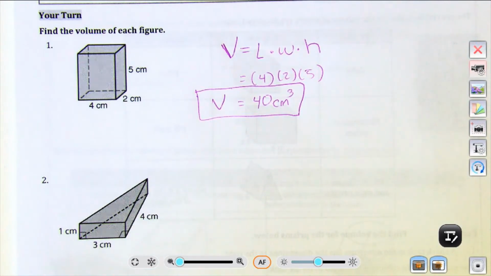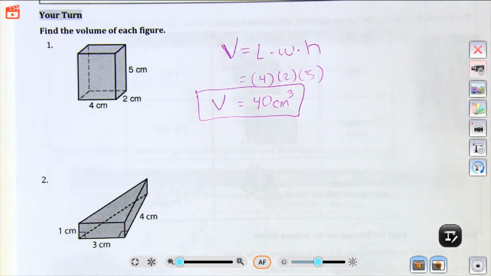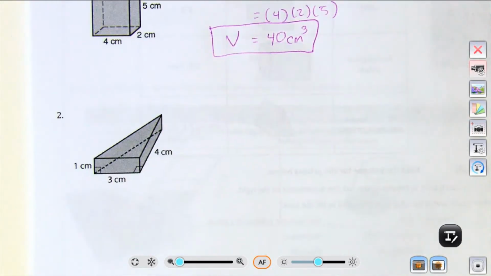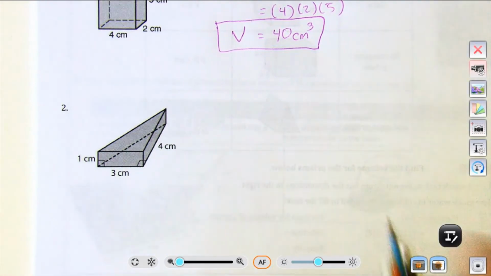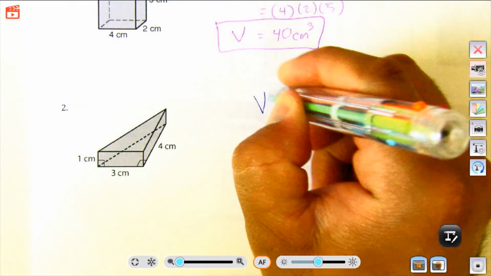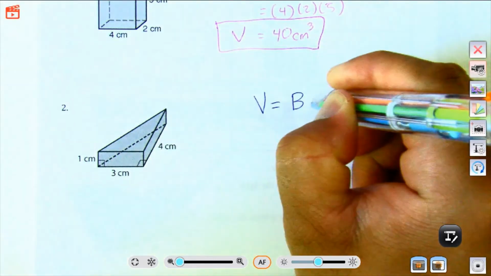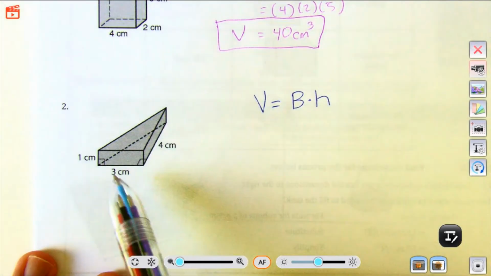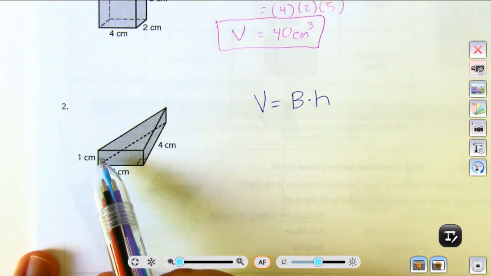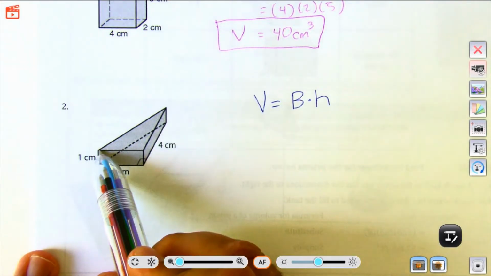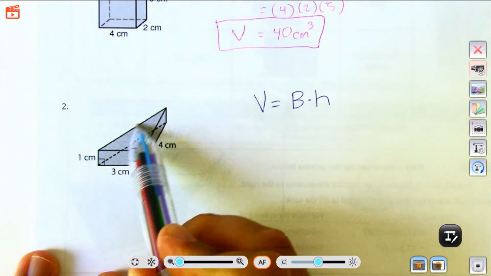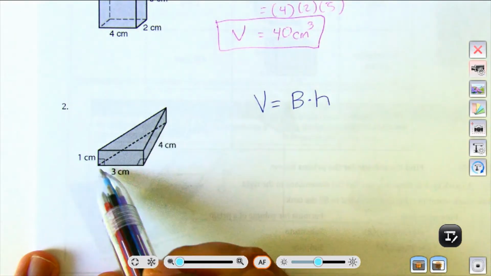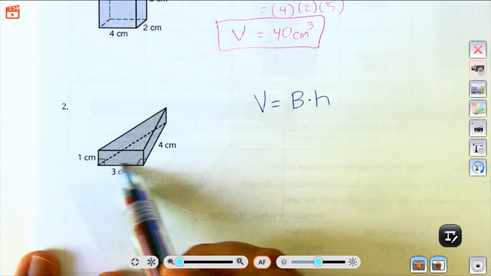Okay, next, for problem number 2, we have a triangular prism. And the formula that we're going to be using for this is the volume is equal to the area of the base times the height. So, because we want the base to be the triangle, follow my finger. So this is going to be the base. We're on the bottom. This is going to be the base. How do we find the area of this triangle?